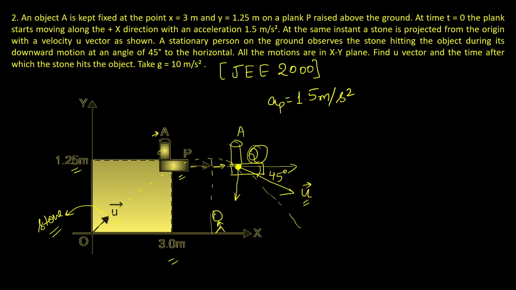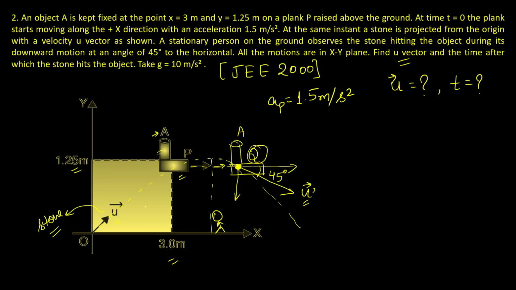Velocity at this point will not be the same u vector as this, so let me write u dash vector. All the motions are in the xy plane. Find u vector and the time after which the stone hits the object. We need to find two things, u vector and the time. So what are the things that came to your mind after reading this question?